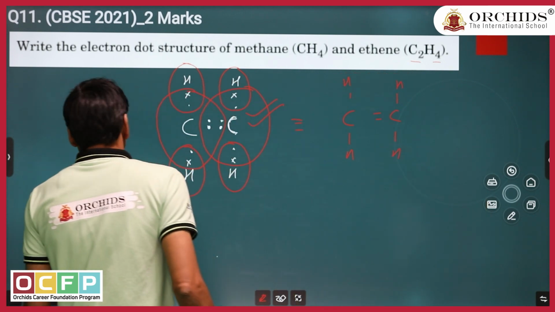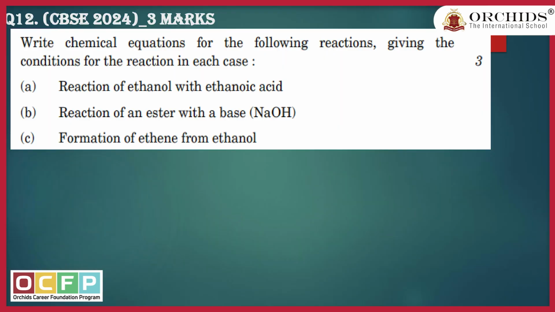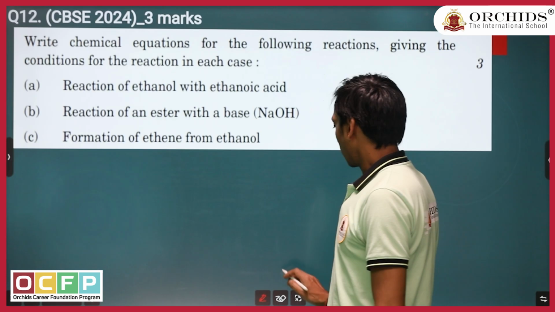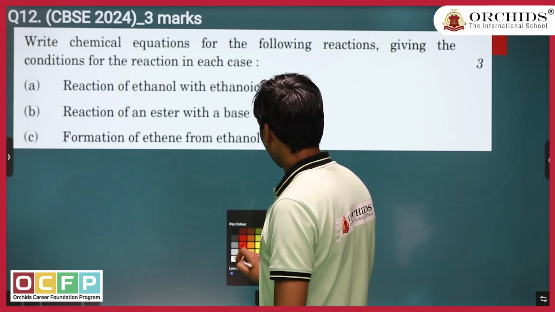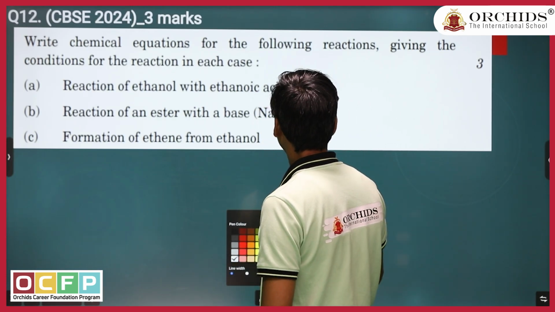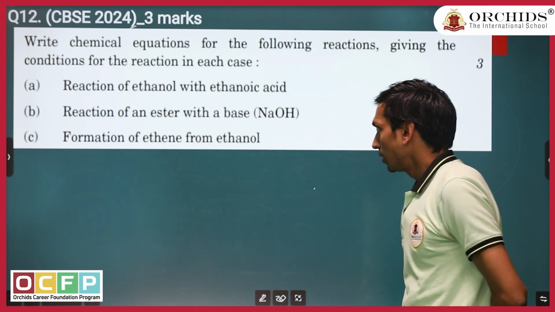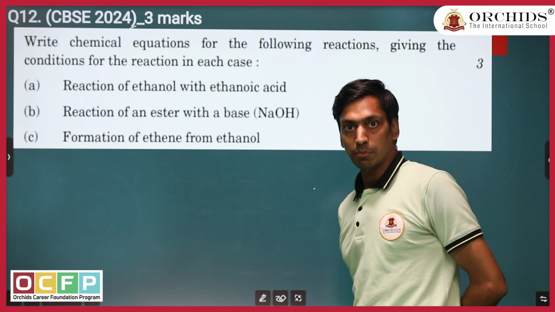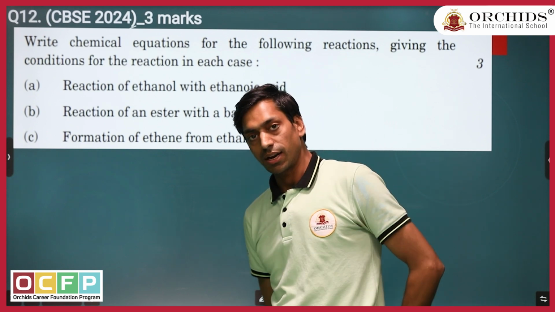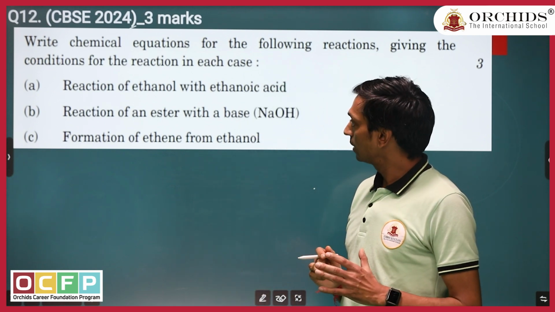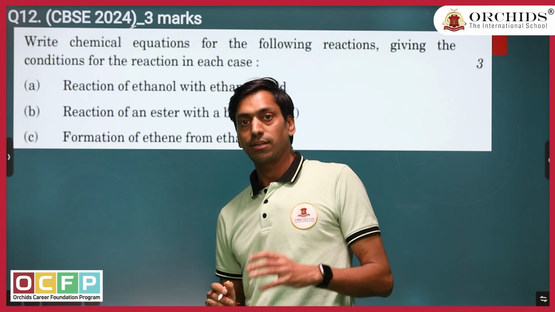Now the next question we have is again from chemical properties of carbon and its compounds, and the question is from 2024, a 3-mark question. So each reaction carries 1 mark. You need to write the equation correctly. The chemical formula should be correct, and second, it should be a balanced equation.